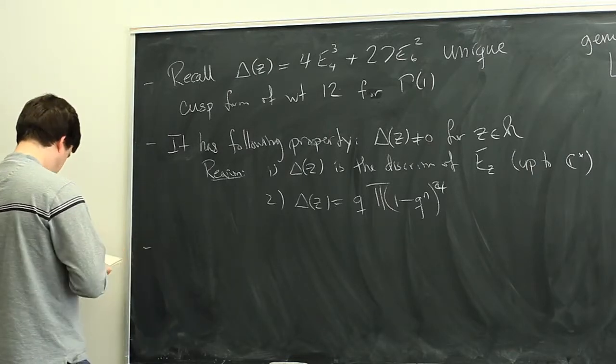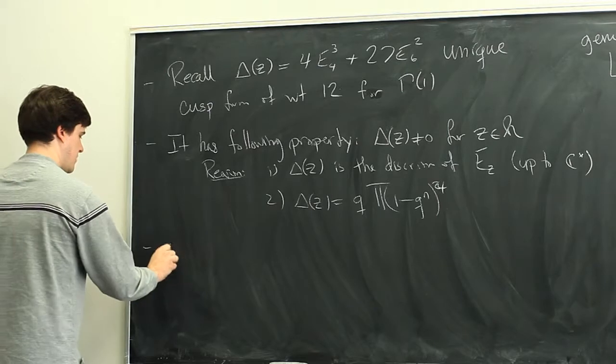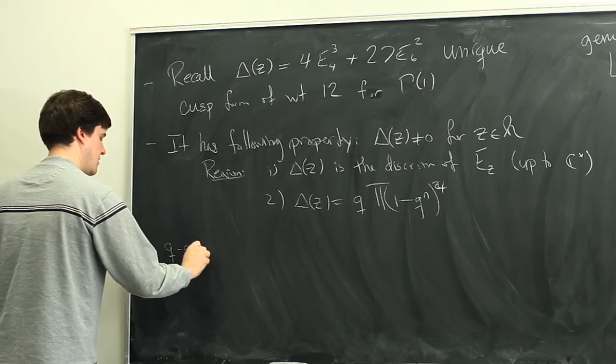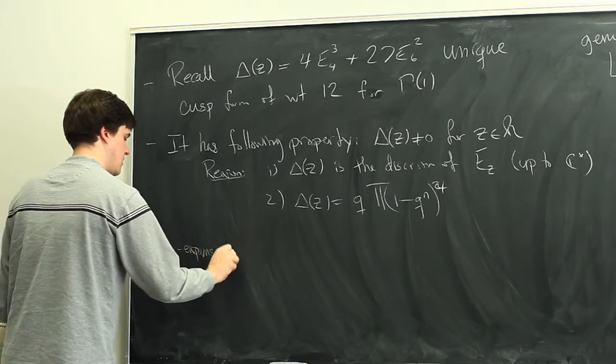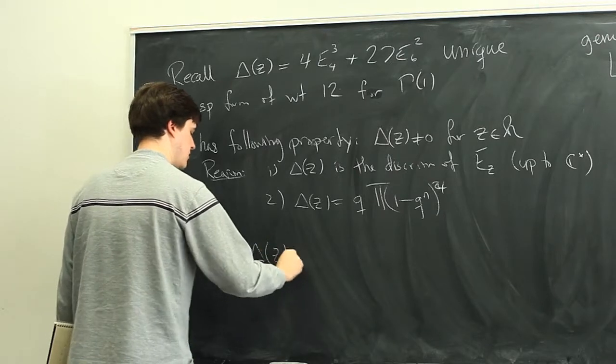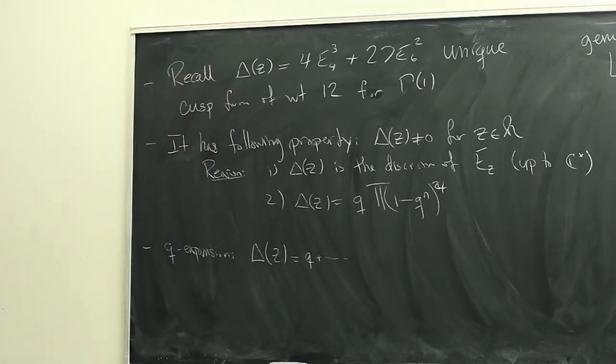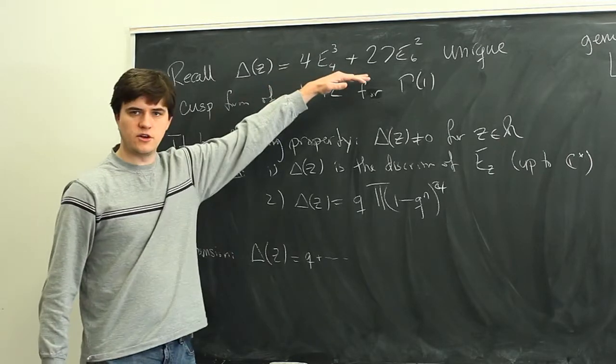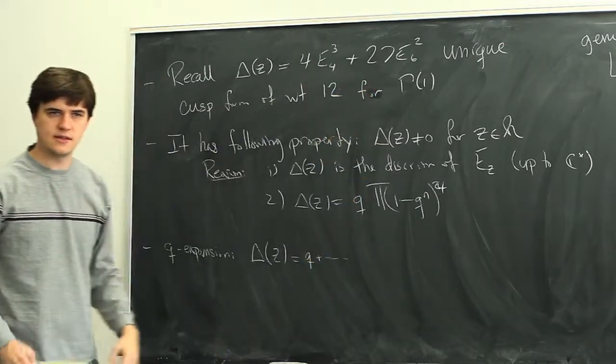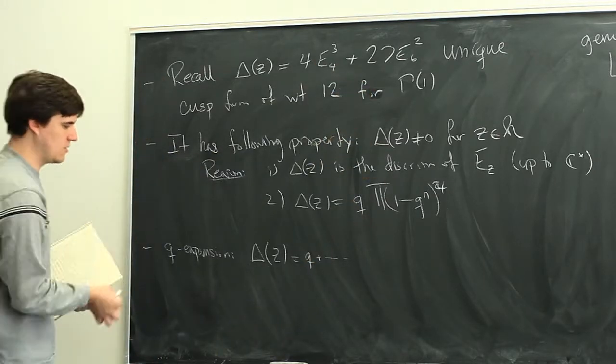And then furthermore, it has the q-expansion at infinity that begins with q, and then there's higher order terms. And the reason for that, you can just calculate with the first two terms of the q-expansions for the Eisenstein series to see that that's the case. So this vanishes to order 1 at infinity.